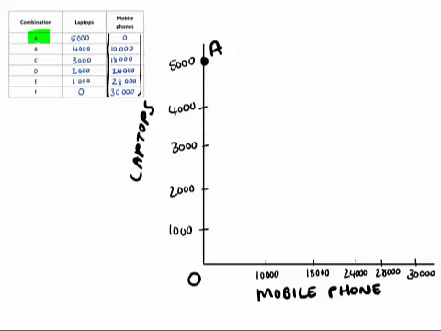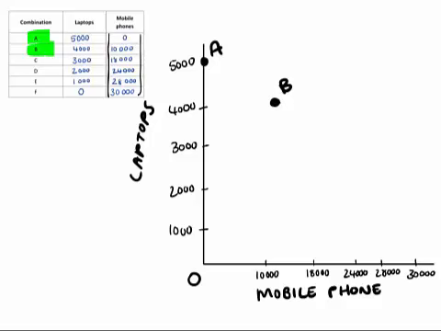My second point on the graph is combination B. Now at combination B I can produce 4,000 laptops and 10,000 mobile phones. So there we see over here is point B where the two intersect. Again, let's keep it neat. Let me take away the dotted lines.